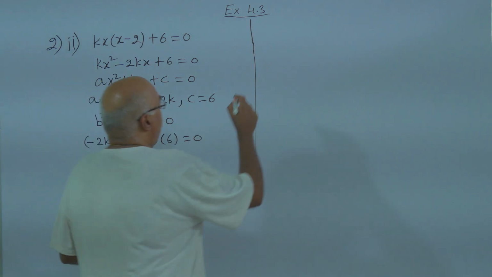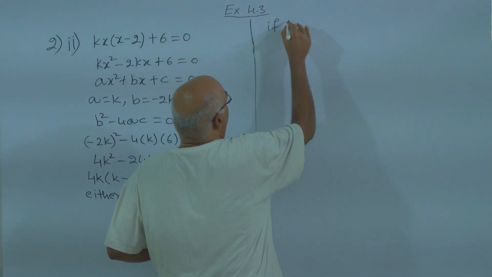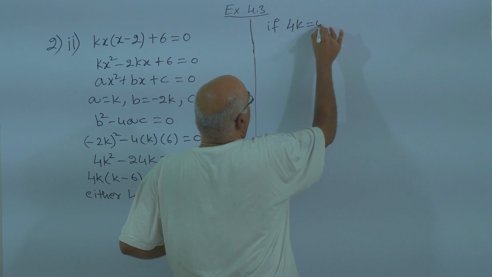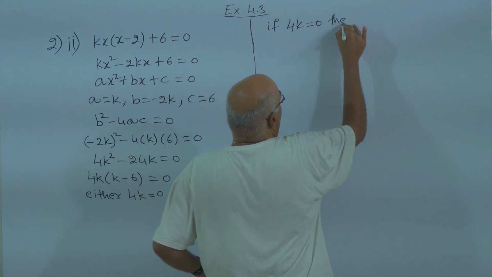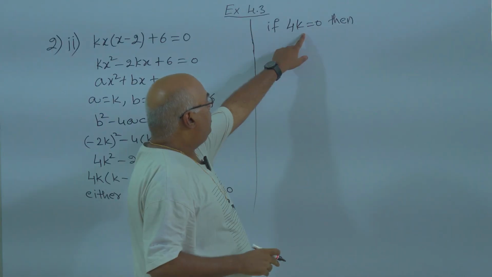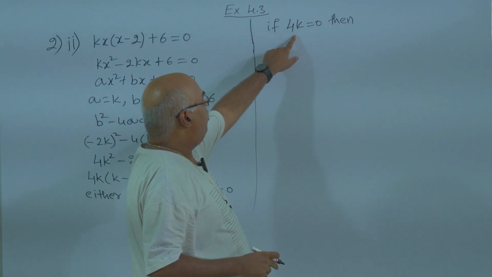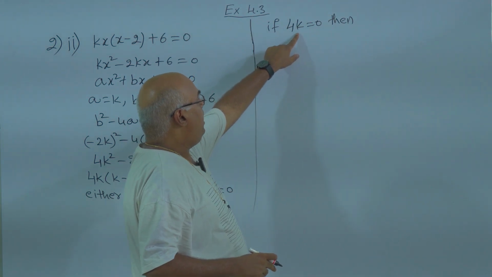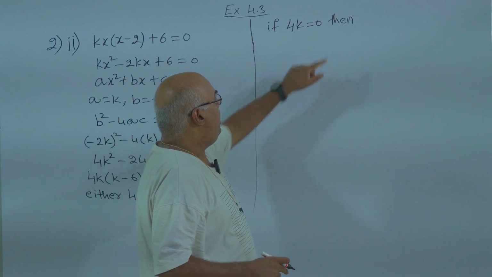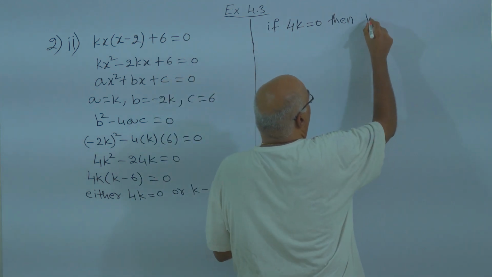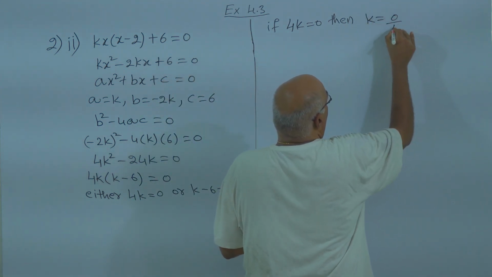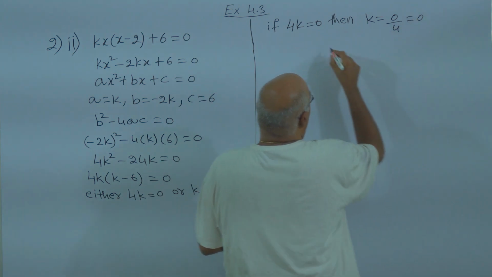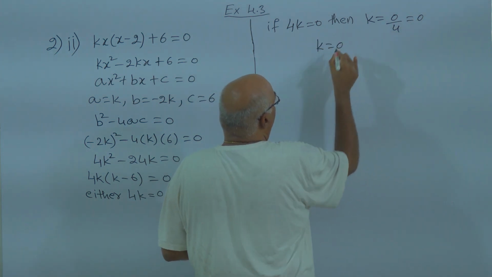Now in case 4k is equal to 0, see here on the left side of the equal to sign I have 4k. Here 4 is multiplying k. If I take this 4 to the other side of the equal to sign, it will divide. Then k is equal to 0 by 4, which is equal to 0. So I am getting the k value equal to 0.